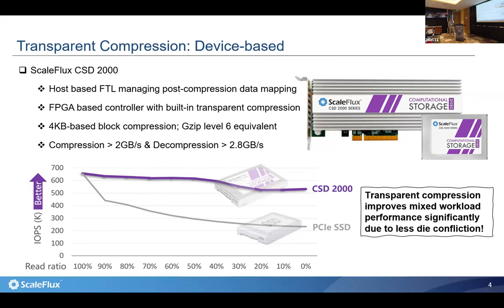This is because when the data is compressible, we need less NAND bandwidth to read or write the data. So there will be less die contention when data is compressible with built-in transparent compression. So the message here we want to deliver is transparent compression improves the purely write and mixed workload performance significantly due to less die contention.